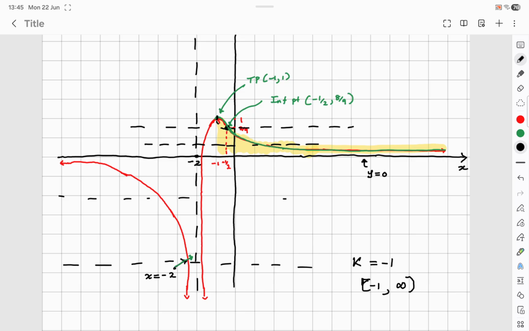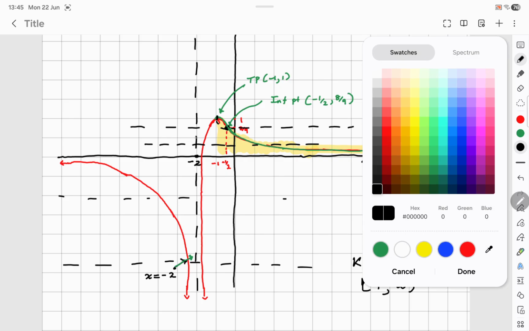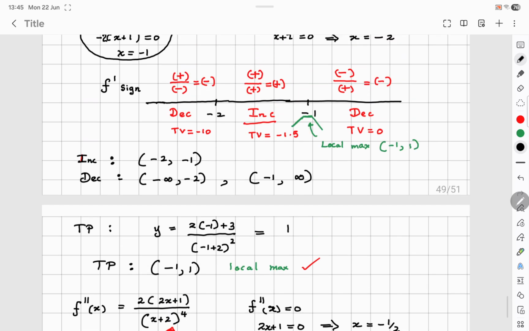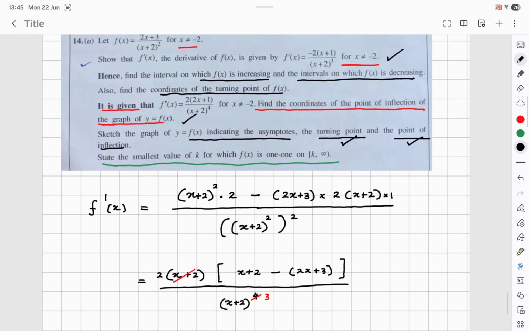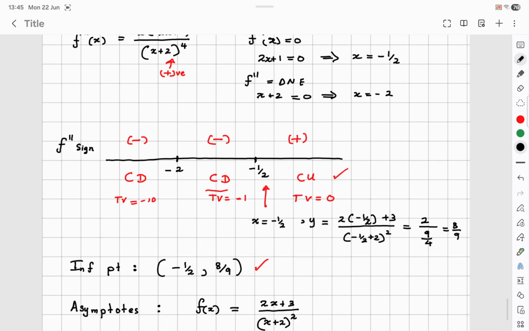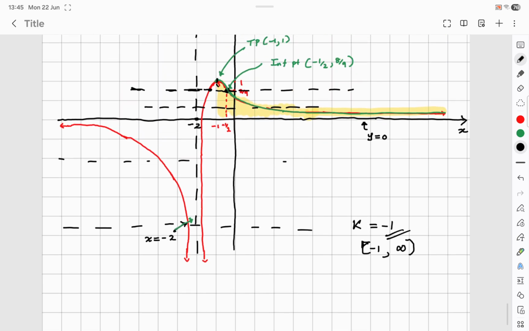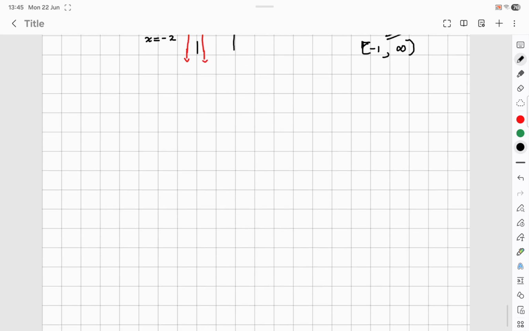Can k be less than -1? No. Then you will have two intersection points for horizontal lines. For example, if you are here, you have two intersection points. So the smallest k is -1, right? So that is the part A of the differentiation question. Next we'll do part B, which is going to be the optimization question.